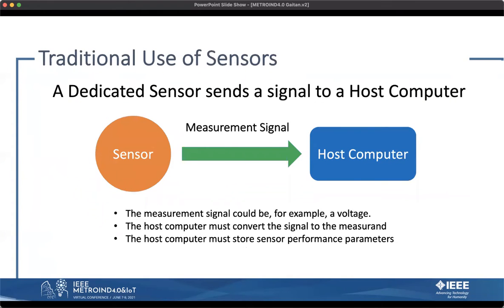Here is my idea of what I think of in terms of traditional use of sensors. You can think of having a computer that is connected to a sensor. The sensor could be reporting, for example, a voltage, and the host computer must then convert that signal. If it's analog, it would be digitized and then converted to the actual measurement. And so the host computer must know something about the sensor in order to do that conversion.